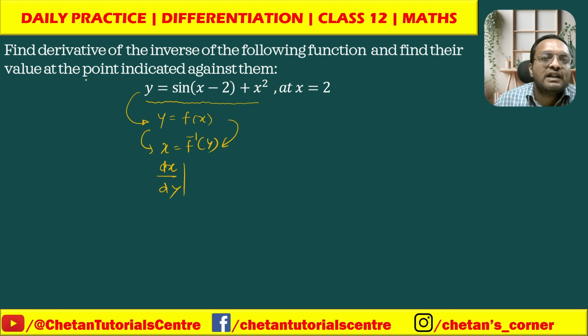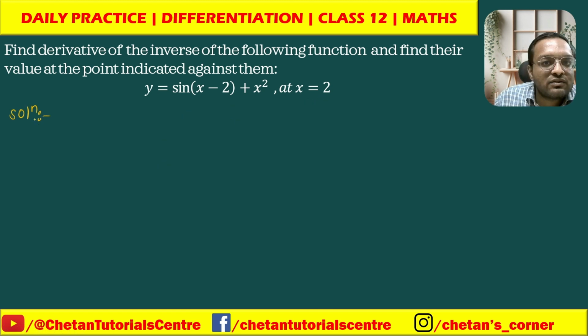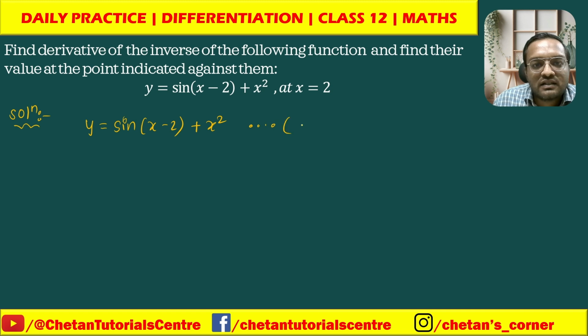And we have been asked to calculate value of derivatives of inverse function at the point indicated against them. So we have to substitute this x is equal to 2 in the derivative of inverse function, that is dx by dy, and find its value at x is equal to 2, which is our final answer. So in this way we approach the given question. Now how to apply this approach? First I will write this solution and note down the given equation, which is y is equal to sin x minus 2 plus x square. This is given to us.